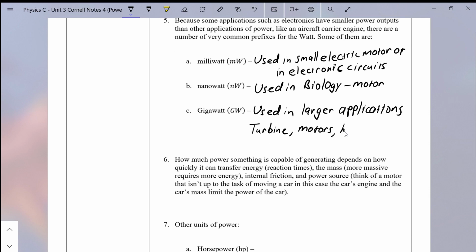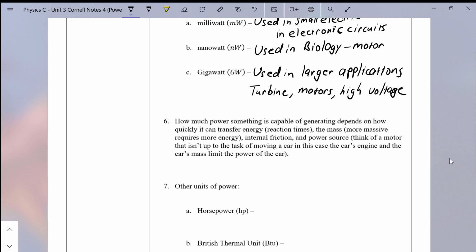Also for high voltage power lines. Just like we used milliwatts in electronic circuits for devices like your phone or your tablet or your laptop, we would use gigawatts for the similar purpose, but in high voltage power lines, because they're much bigger, much more robust. There's a lot more heat energy, a lot more things going on, and a lot more power involved. And so gigawatts are used instead of something like a watt or a milliwatt.